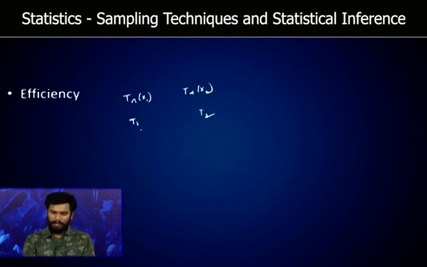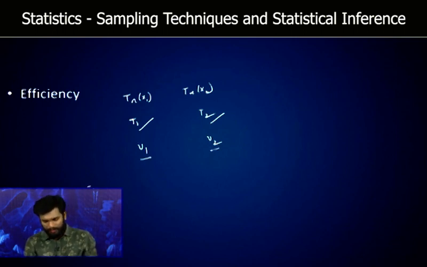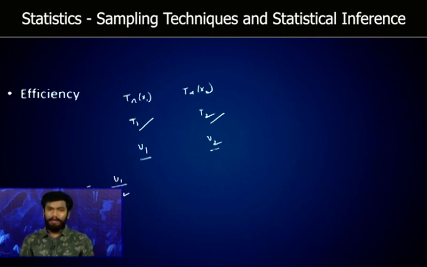Consider two estimators, T1 and T2. T1 is an estimator with variance V1 and T2 is an estimator with variance V2. So V1 is the variance of estimator T1, and V2 is the variance of estimator T2. Now my efficiency is given by V1 by V2, that is the ratio between the two variances.